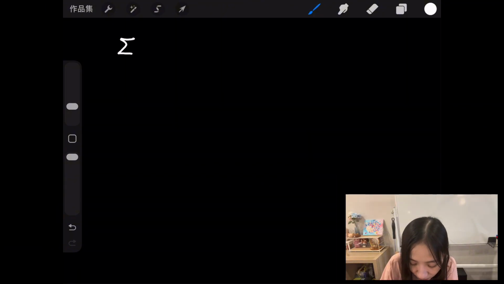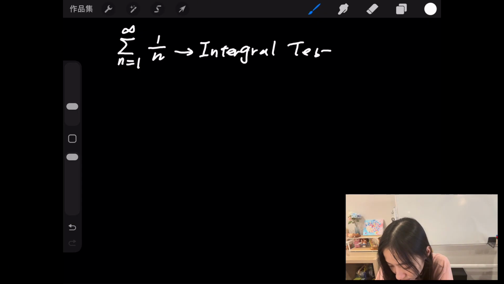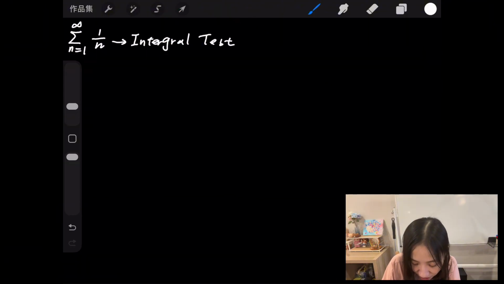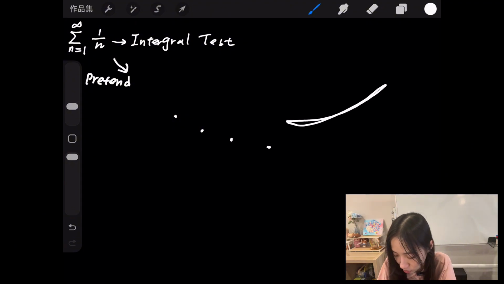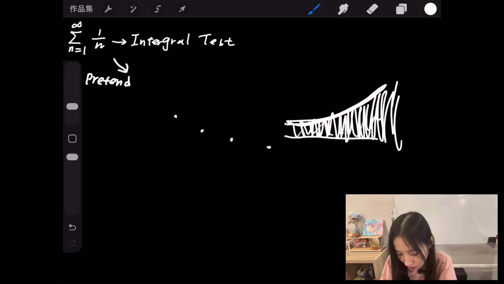Let's see. So, the summation from n equals 1 to infinity of 1 over n. Let's use the integral test. With the integral test, we can pretend the series is an integral. You know why we need to pretend? Because usually in a series, it's actually dot, dot, dot, dot. It's not like an integral, which is smooth. We add the terms, and the distance between each is very small. But n needs to be an integer, so it's like dot, dot, and the value will be different. That's why we pretend.